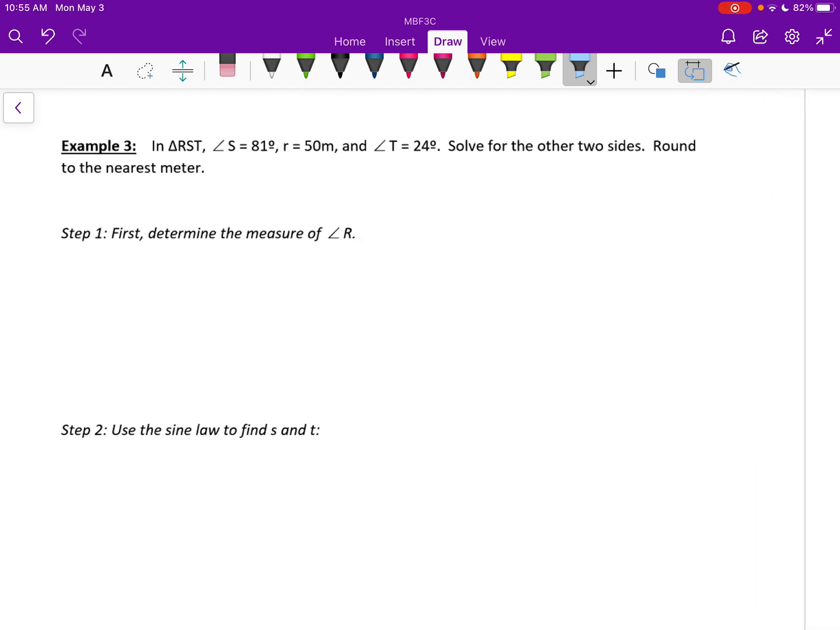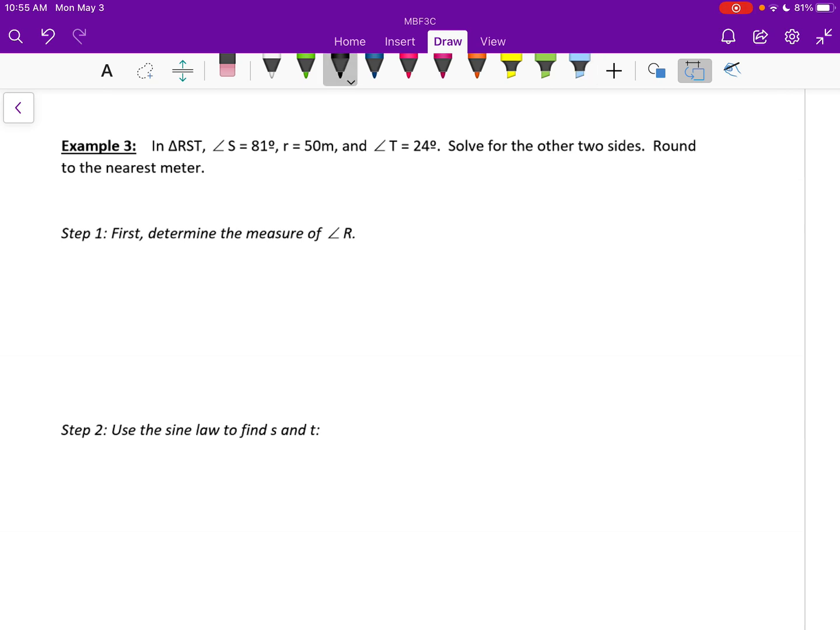It always gets a little bit more complicated. So now here we have triangle RST, right? And so we know angle S is equal to 81, we know R is equal to 50, T is equal to 24, and it says solve for the other 2 sides. So I want to know what side T and side S are, and it says round to the nearest meter, right?